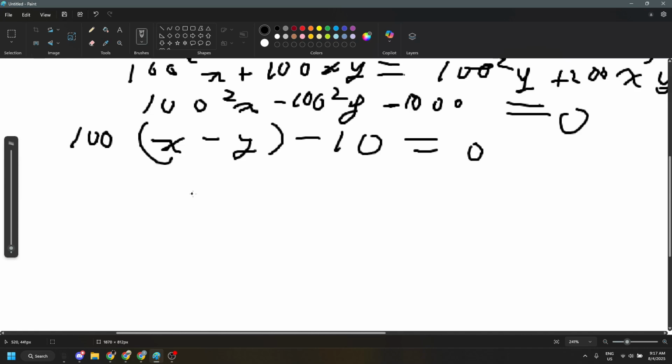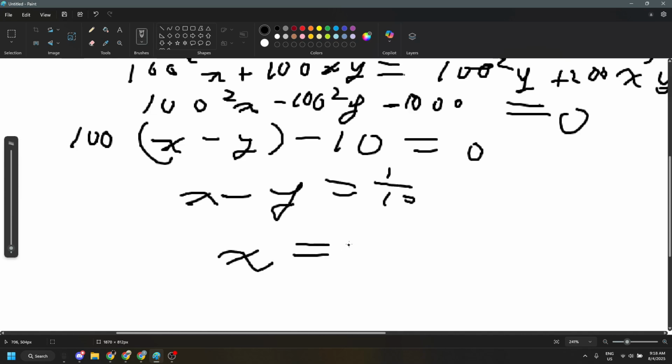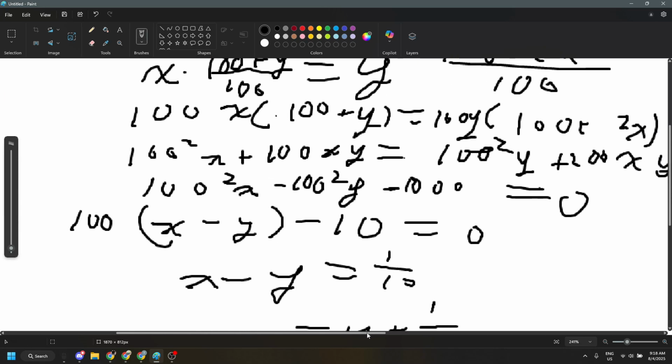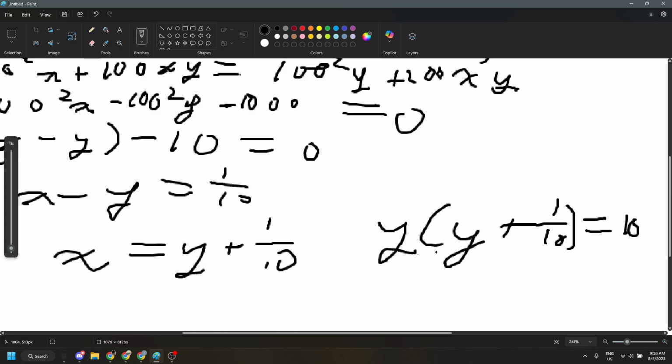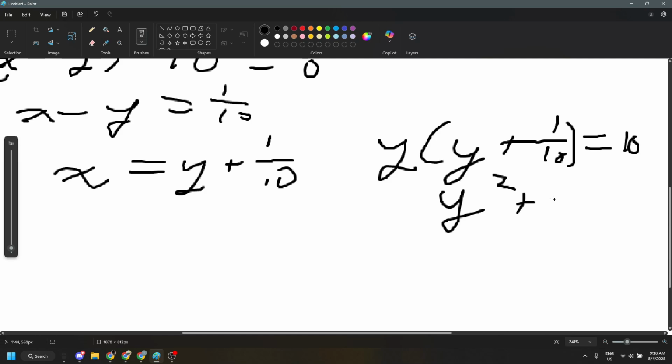Wait, why am I not solving for x or y? Why don't I just do that? So we have x minus y is equal to, we add 10 on both sides, then we divide by 100, so we get 1/10. x is equal to y plus 1/10. And then put that in here. So we have y times y plus 1/10 is equal to 10. So y squared plus y times 1/10 minus 10 is equal to 0.